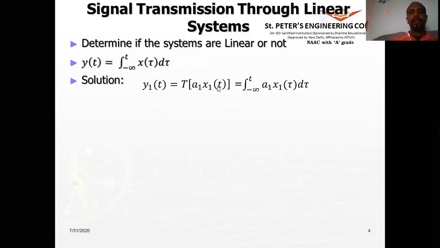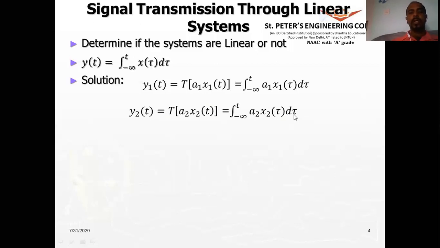First, if I give a1 x1 of t as an input to this system, the T operator will take a1 x1 and convert it into tau. The t variable, it will convert into tau, multiply by d tau, and integrate between minus infinity to t. Next, if I give the second input a2 x2 of t, then what will be the output? Integral minus infinity to t a2 x2 of tau d tau.